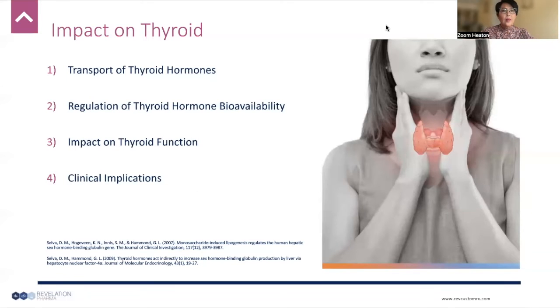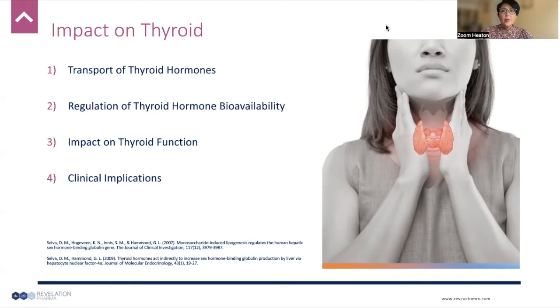Okay, so now let's look at SHBG's impact on thyroid. SHBG can bind to both T4 and T3 in the bloodstream, functioning as a transport protein that helps to carry these hormones to their target tissues. And when thyroid hormones are bound to SHBG, they're protected from rapid metabolism and degradation, prolonging their half-life and enhancing their circulation in the body.